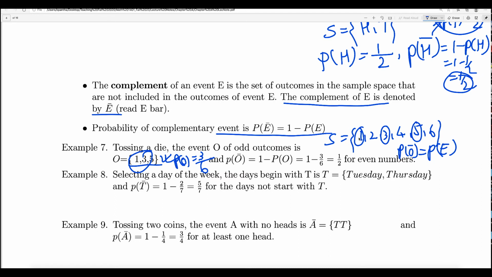Because if you remove all the odds, that is the complement. What is left is 2, 4, and 6. So that will also be 3 over 6, that is 1/2. So finding the complement, there are two ways to find out the complement.